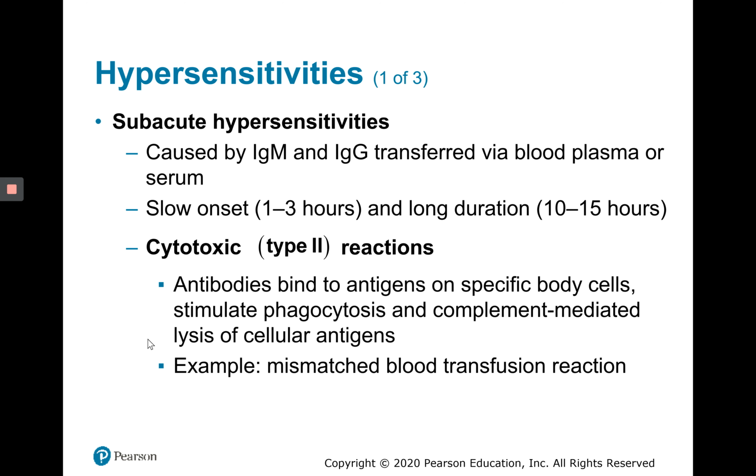A subacute hypersensitivity would be caused by IgM and IgG when they are transferred via the blood plasma or serum. Much slower onset than our acute hypersensitivities. It does have a slightly longer duration, however, about 10 to 15 hours. Some of these subacute hypersensitivities are termed type 2 cytotoxic reactions, wherein antibodies bind to antigens on specific body cells and stimulate phagocytosis and complement-mediated lysis of cellular antigens. An example of a cytotoxic reaction is a mismatched blood transfusion reaction, wherein the body would not only agglutinate the mismatched blood, but then try to lyse the blood cells.